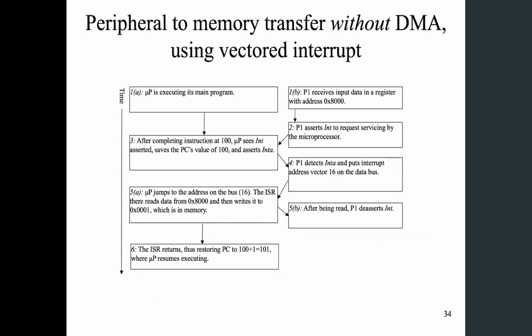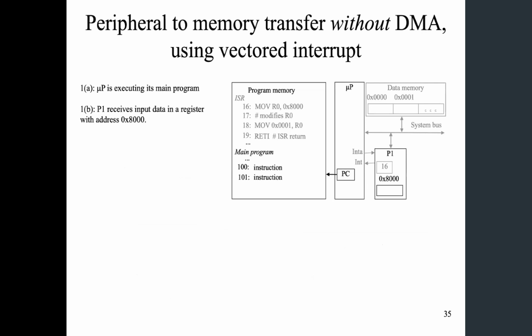Let me show you again using this diagram. We want to show you the activities of both the main processor and the DMA controller. But first, this is the memory transfer without DMA. Let me jump to the next slide. So we're using a vector to interrupt.